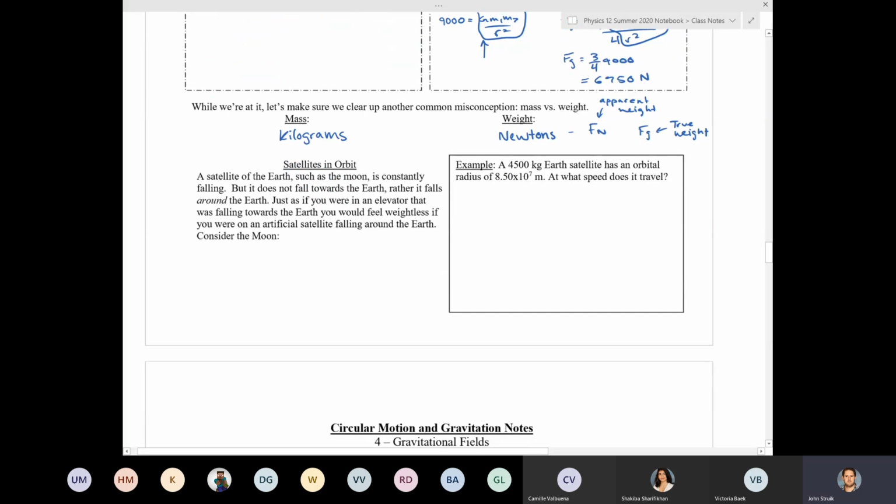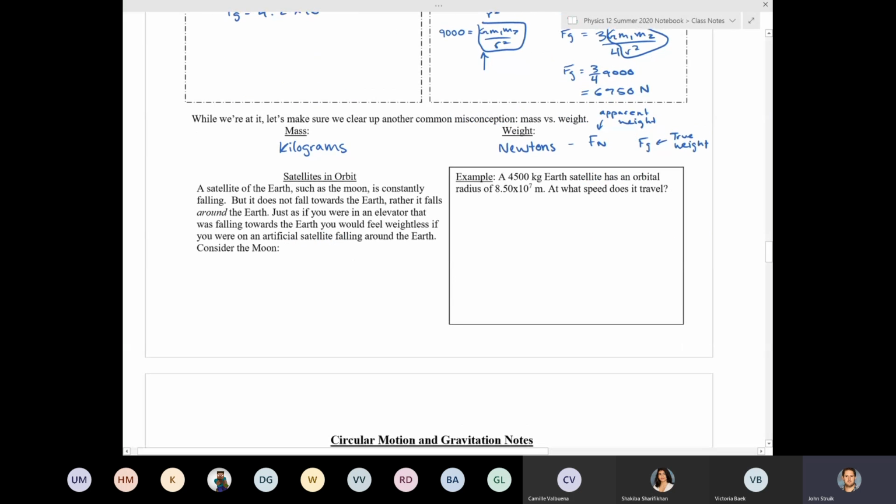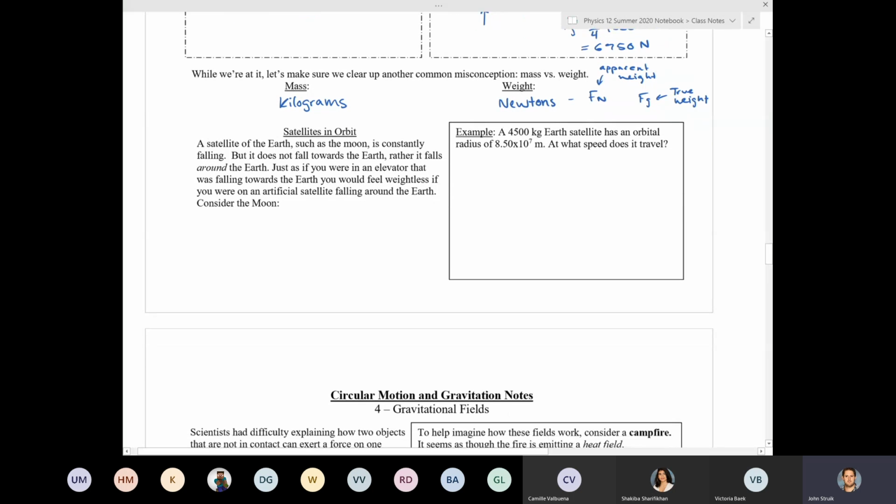Again, if there's any questions, please ask or stop me if you don't know what I'm talking about. Satellites, that's the next big thing we're going to talk about, satellites around Earth. A satellite of the Earth, satellite just means orbit, such as the moon, is constantly falling. The only difference is it's not falling down, it's falling sideways.